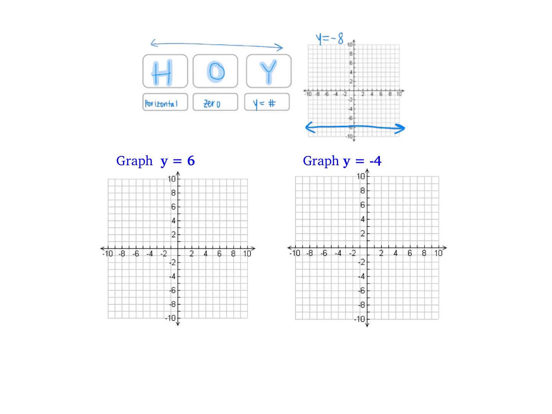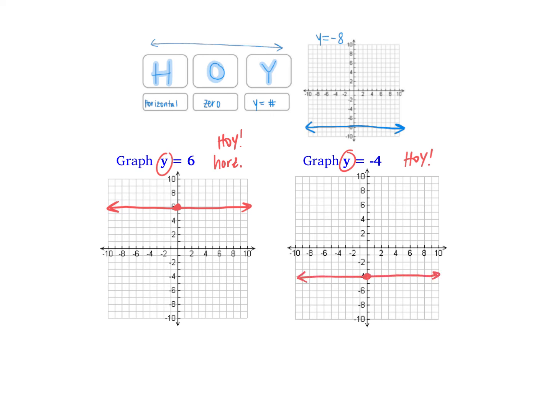So here's how you can use that HOY and VUX to help you graph. Let's say we're graphing y equals 6. Well, when I see y and nothing else, that's that reminder that it's a horizontal line coming from HOY. So I'm going to go up to 6 and not move up or down from 6 at all. So I'm staying in that horizontal line. In this next one, again, I only have y, so that horizontal line. This time it's negative, so I'm going to drop down to -4, but not move up or down from that at all.